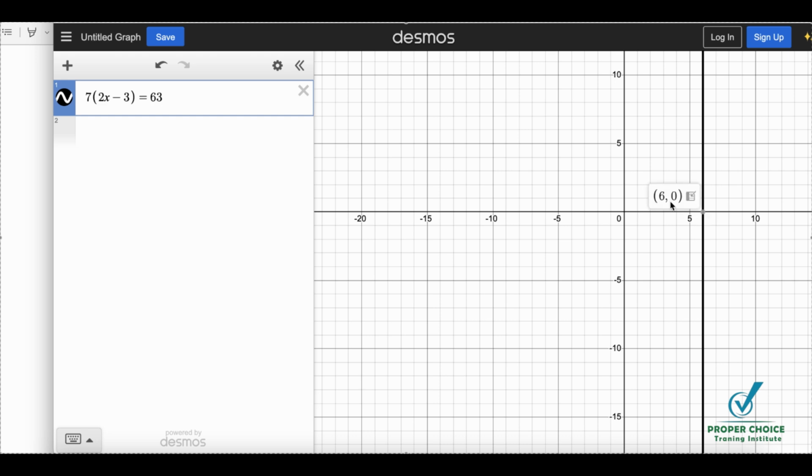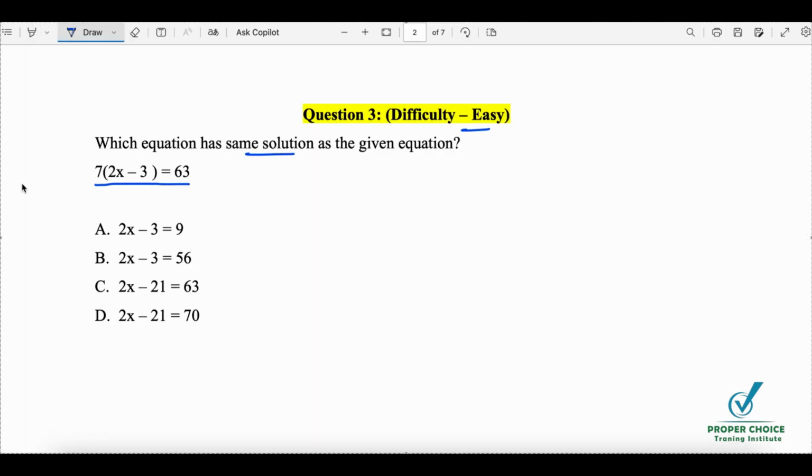So (6, 0) meaning the x value is 6, and the second value is 0, which indicates the y value. On the x-axis, the y value is 0. That's why you have to consider only the x value here. Don't say 6 comma 0, there are two values of x. I'm getting only one x value, which is x equal to 6.